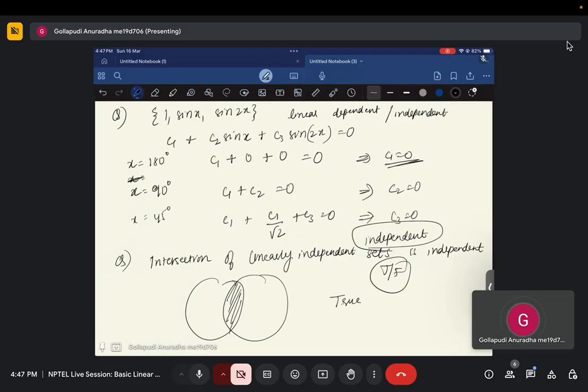So any subset of an independent set will be independent, right? If this is an independent set, then the intersection is a subset of that, so it is going to be independent only. So this is A, this is B, and this is C. A is independent, and C is a subset of that, so C is going to be independent. Similarly, B is independent, and C is a subset of that, so C is also going to be independent. So that's going to be true.